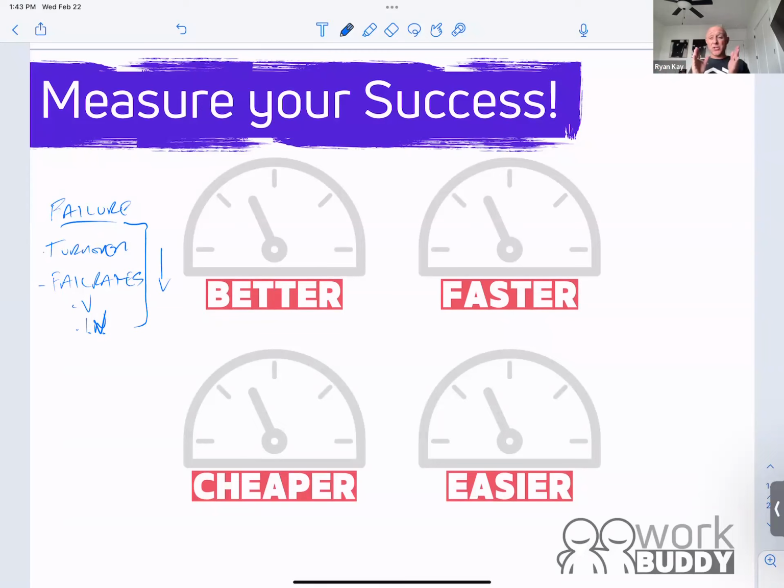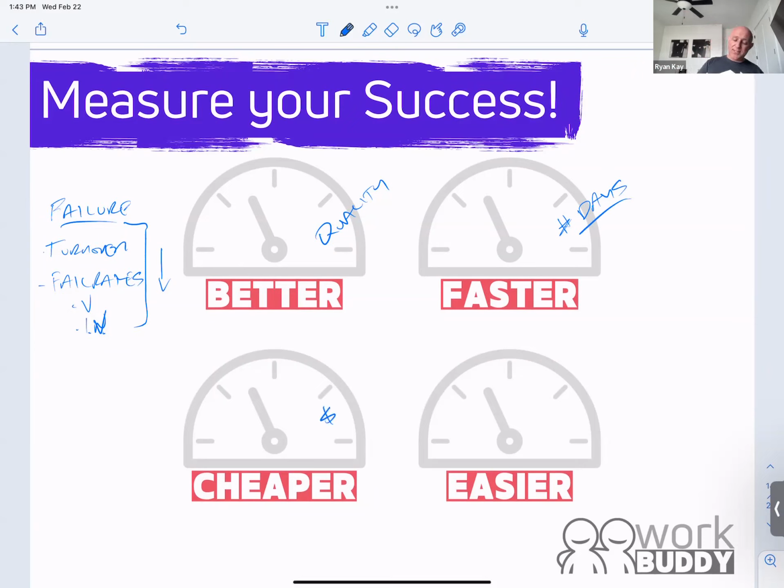Instead, we need to be measuring these four main areas. Number one, better. This is the quality. Were the new hires better than the last set of new hires? Did they end up getting trained with more knowledge and higher quality? Faster. This is in number of days, right? Were they up to speed faster? So at the end of 90 days, were they smarter, and did they get there faster than everybody else?